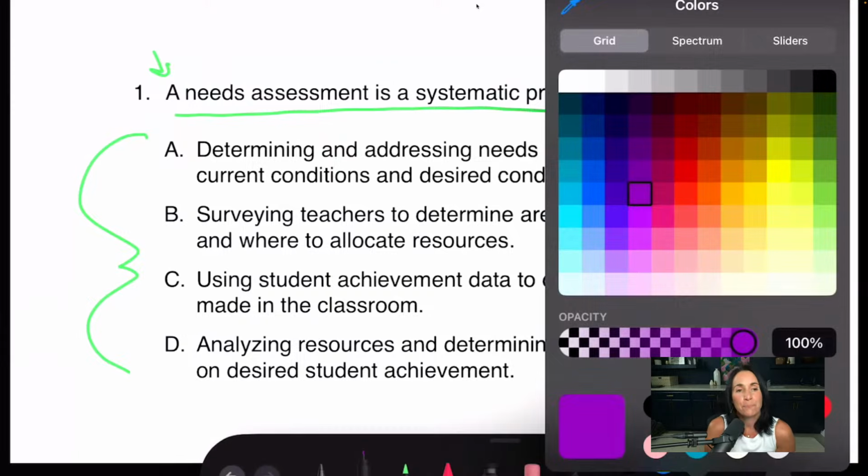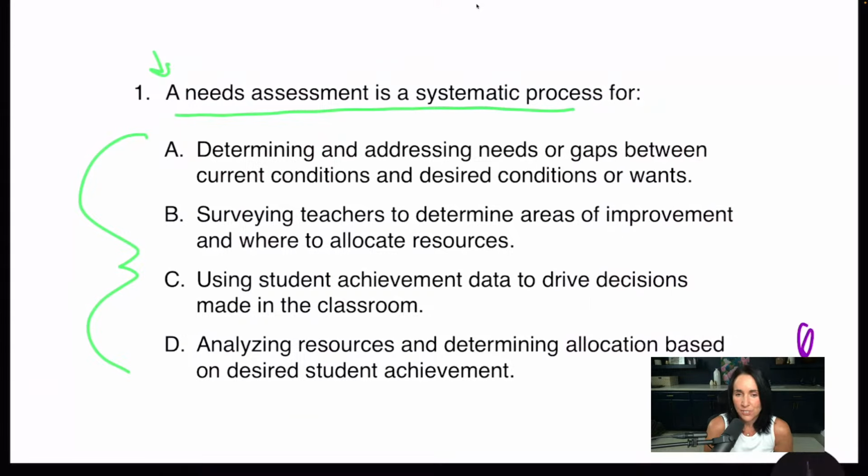There we go. You want to start with the answer choices first because you can eliminate bad answers and zero in on good answers. So let's not read that first sentence of the question. Let's go into the answer choices. Let's start here at A. Determining and addressing needs or gaps between current conditions and desired conditions or wants.